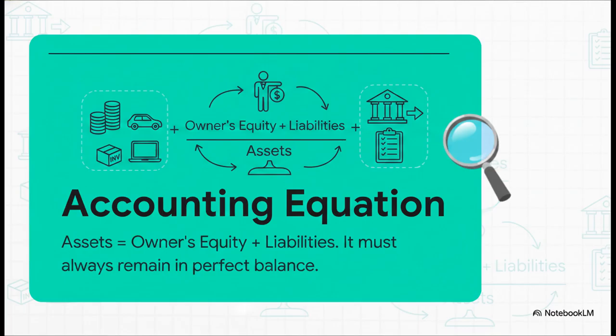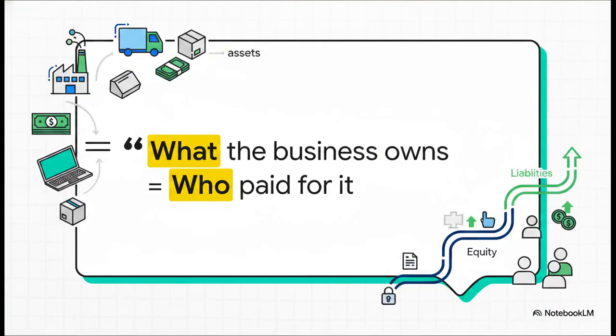Every single time a transaction occurs in the business, it must affect at least 2 of these elements so that this equation remains in perfect perpetual balance. It literally never, ever breaks. A fantastic way to lock this concept into your brain is this simple, super elegant rule. What the business owns equals who paid for it.